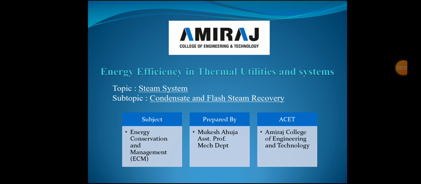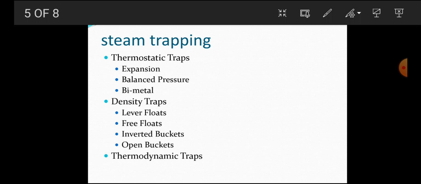Hey guys, so in the previous lecture we were discussing steam trapping. There were three types of principle in which we can trap the steam. First we discussed the thermostatic trap, in which the trapping happens due to change in temperature difference. And then second is the density trap.